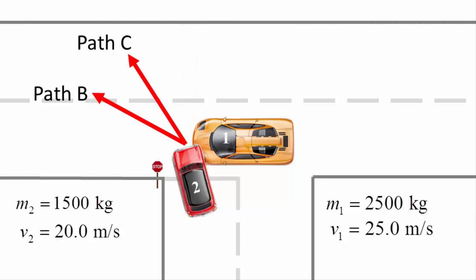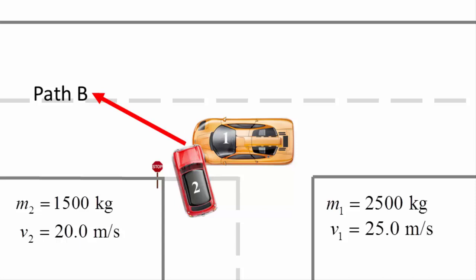The horizontal car has more mass and is also moving with a higher speed, so there's more horizontal momentum than there is vertical momentum. This rules out path C because path C has a larger vertical component than it has a horizontal component. Thus, the most likely path is path B.